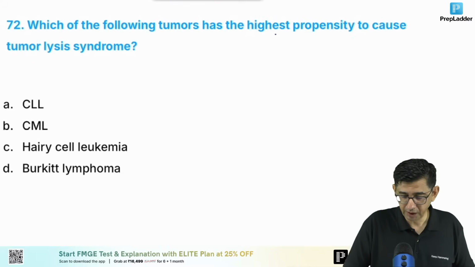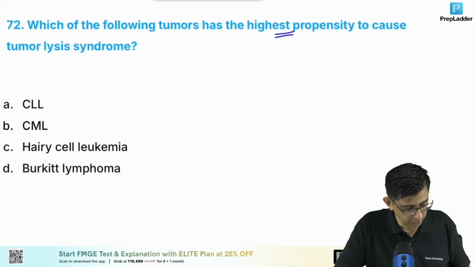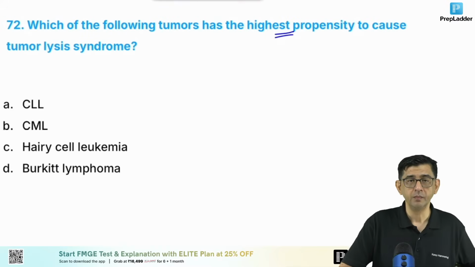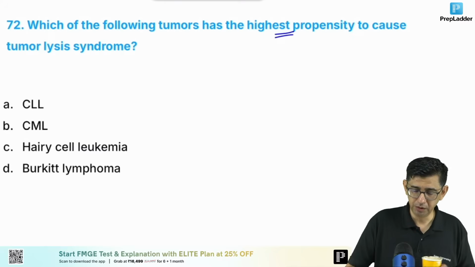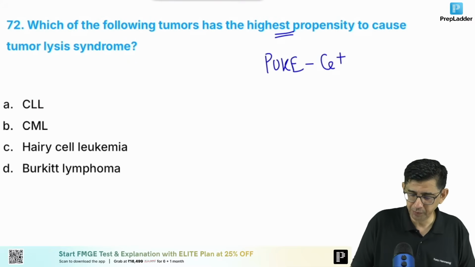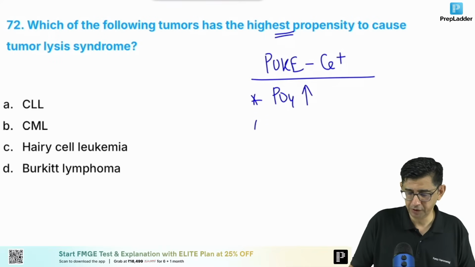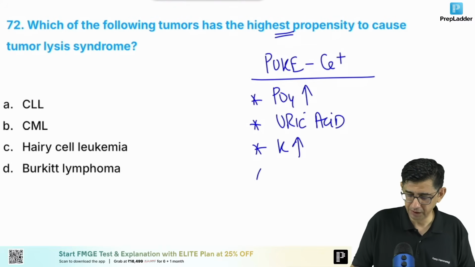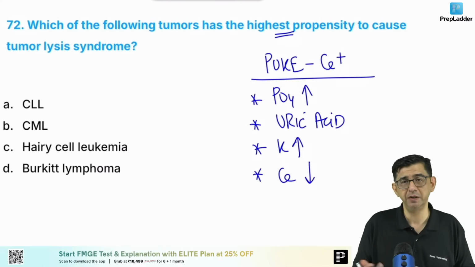Okay, which tumor has the highest propensity to cause tumor lysis syndrome? I did mention about it. In tumor lysis syndrome, the cancer cells will die. Obviously when you give chemotherapy, there is puking. But when you kill the cancer cells, ATP will be degraded, so phosphate will rise. Uric acid will rise because the DNA breakdown is happening. Potassium will rise in the patient, and the calcium will become less because phosphate will chelate with calcium.